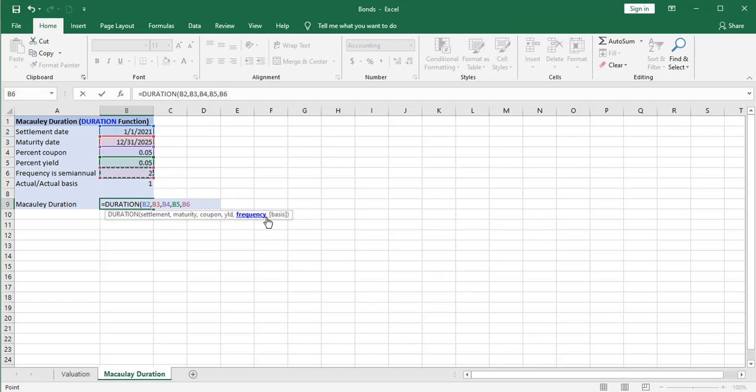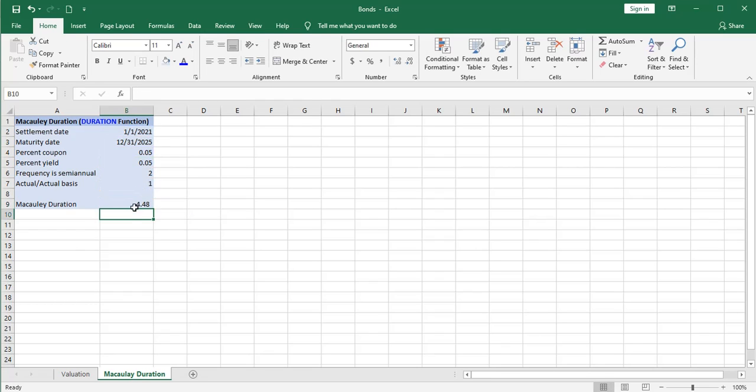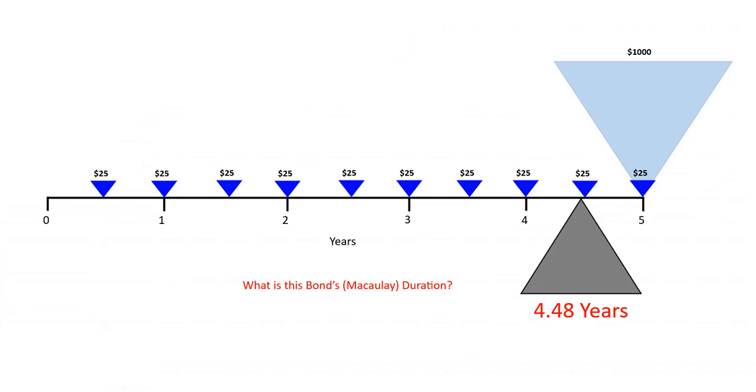And this last argument, basis, is actually an optional argument, so I'll add it in. And we get to a Macaulay duration of 4.48 years. And that's about where we positioned our fulcrum to balance our seesaw. So after 4.48 years, interest rate risk is really no longer relevant because those final cash flows are right around the corner. Let's change some of the parameters of our bond and see how the Macaulay duration is impacted.